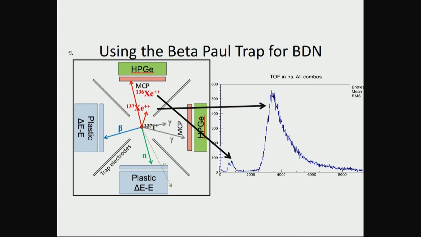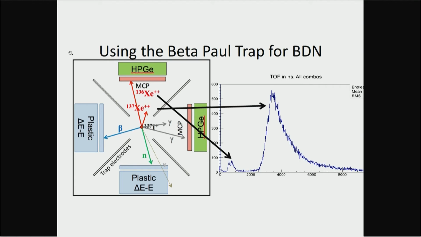This was the actual configuration for our beta Paul trap. Between each electrode, we put our different detectors. Here we have the detectors for the beta particles. The MCPs are multi-channel plate detectors. We use those to detect our recoiling ions because they're very sensitive and very efficient. And then we have germanium detectors for detecting the gamma rays behind that.